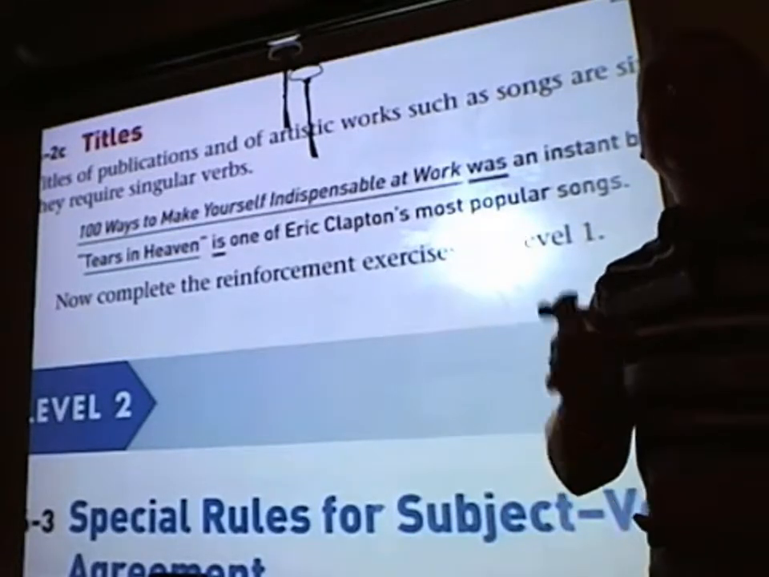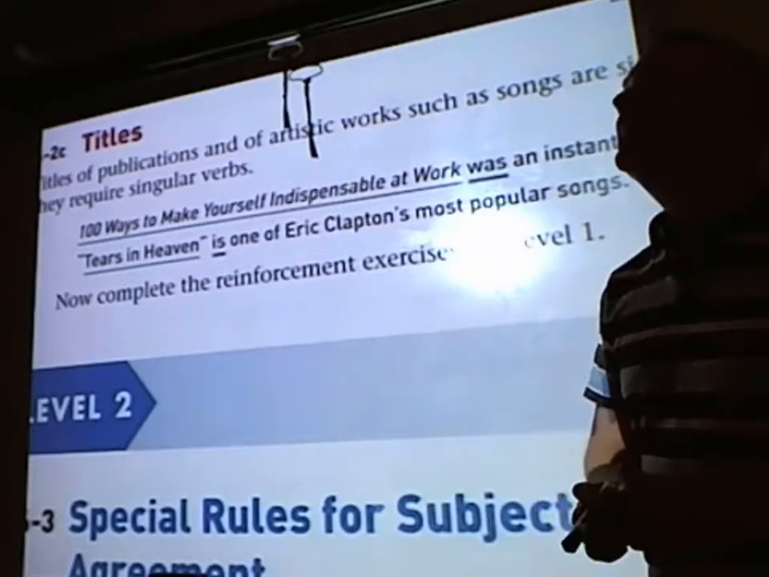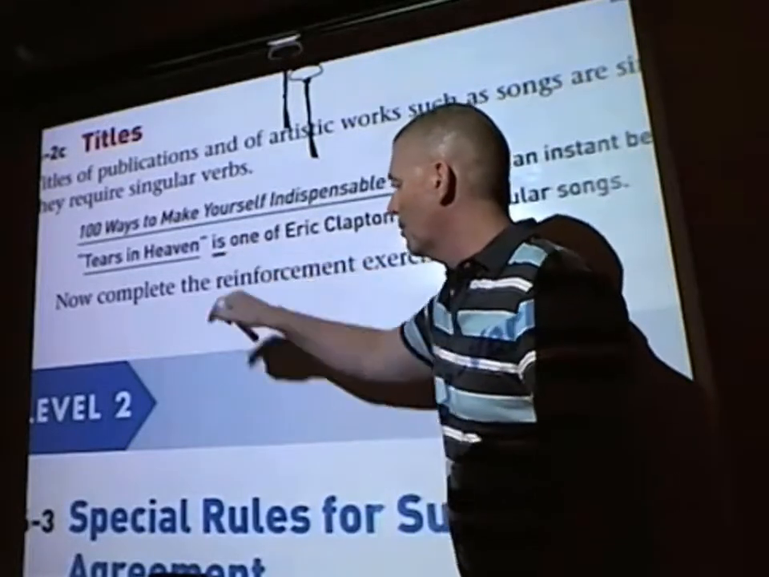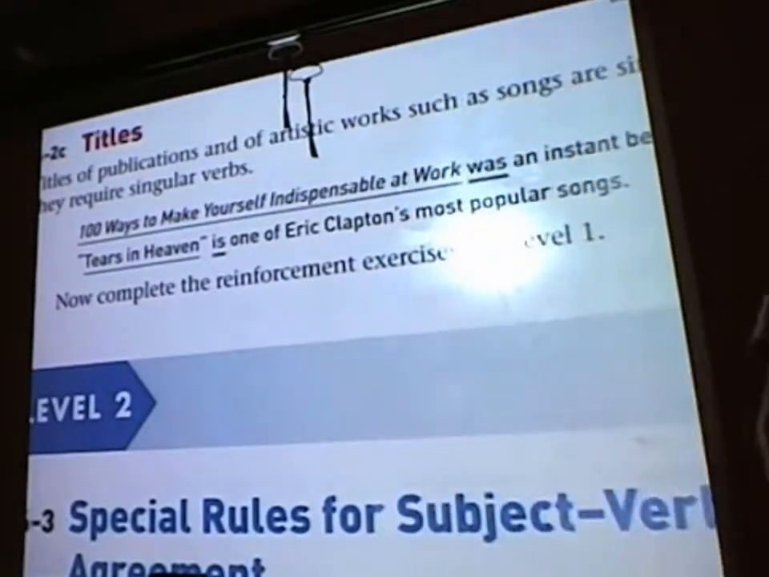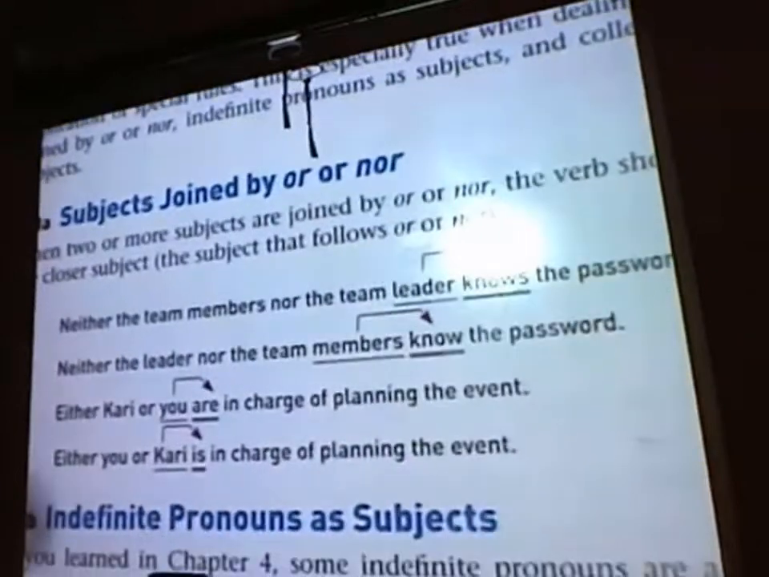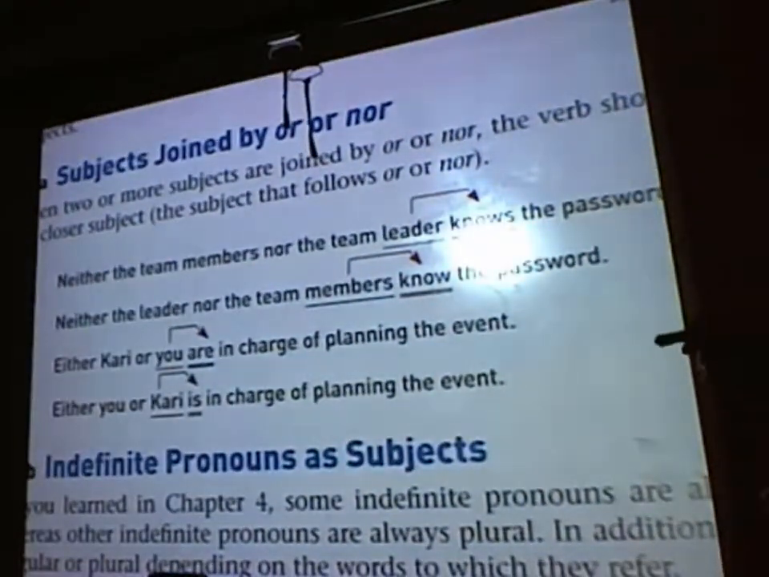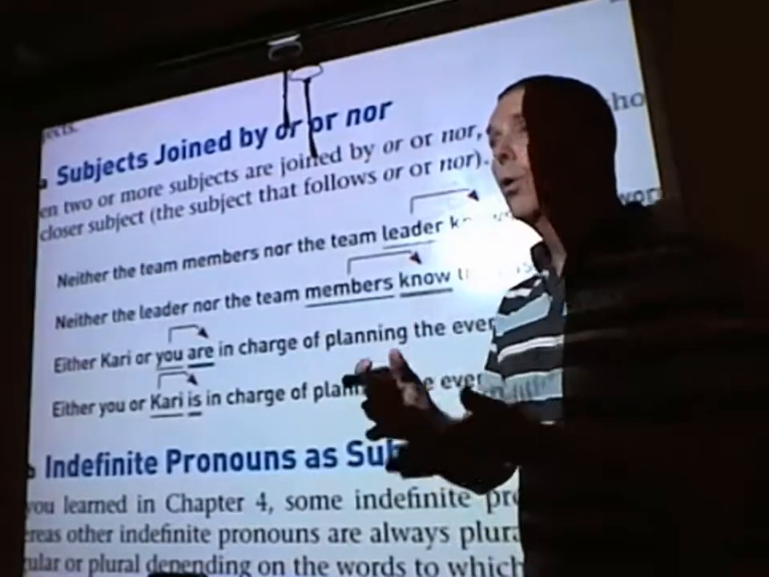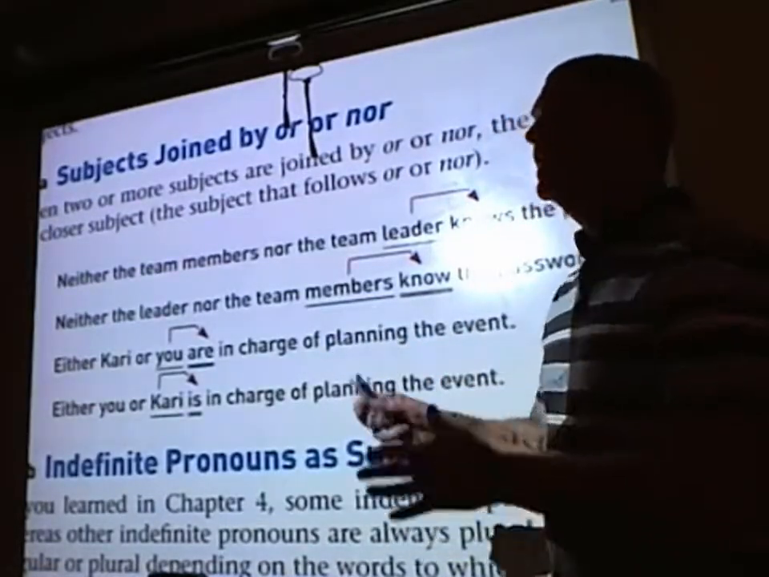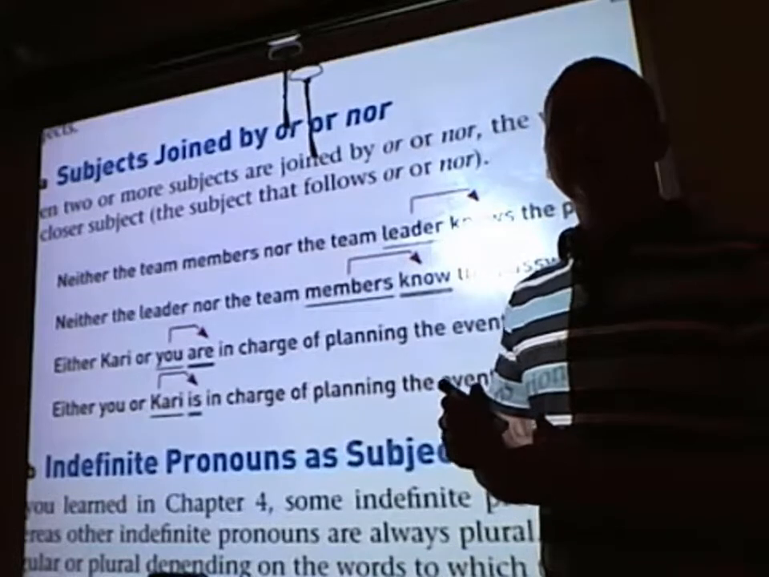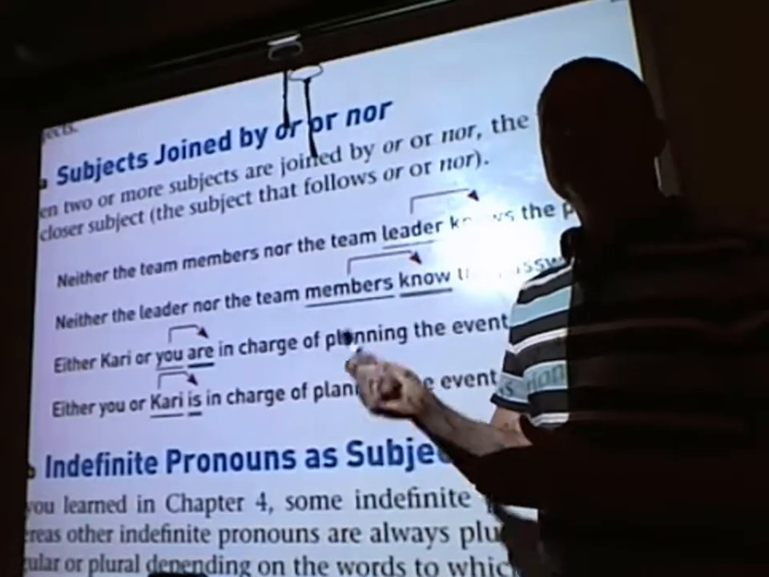Okay, level 2. Subjects joined by or, nor. Anytime that you have subjects joined by either/or, neither/nor, or "or," always look at the last one and determine if that particular word that's functioning as a subject is singular, use a singular verb. If that last word is plural, use a plural verb.